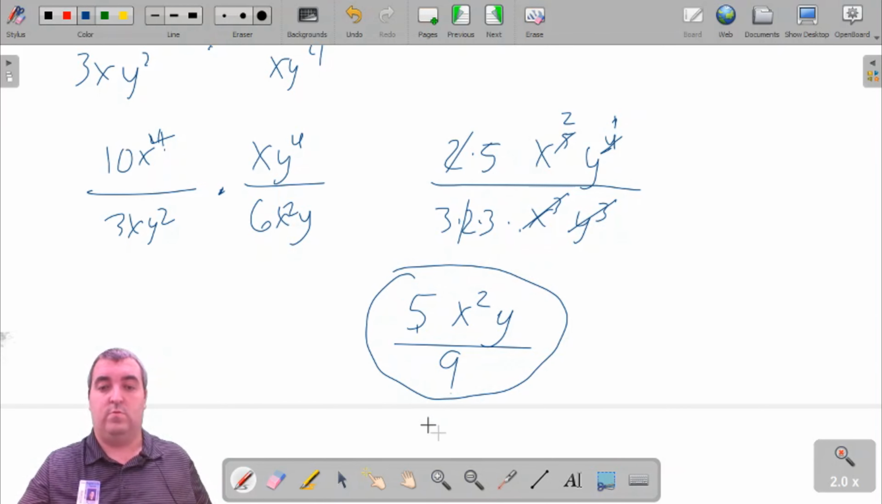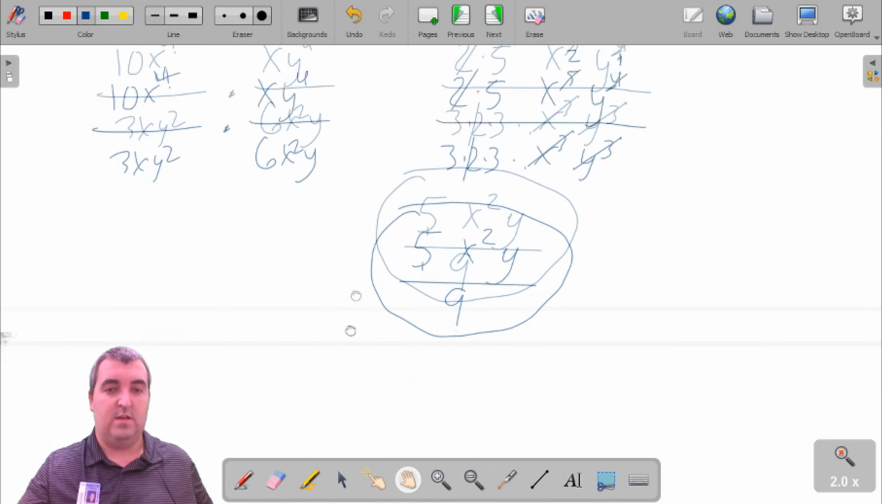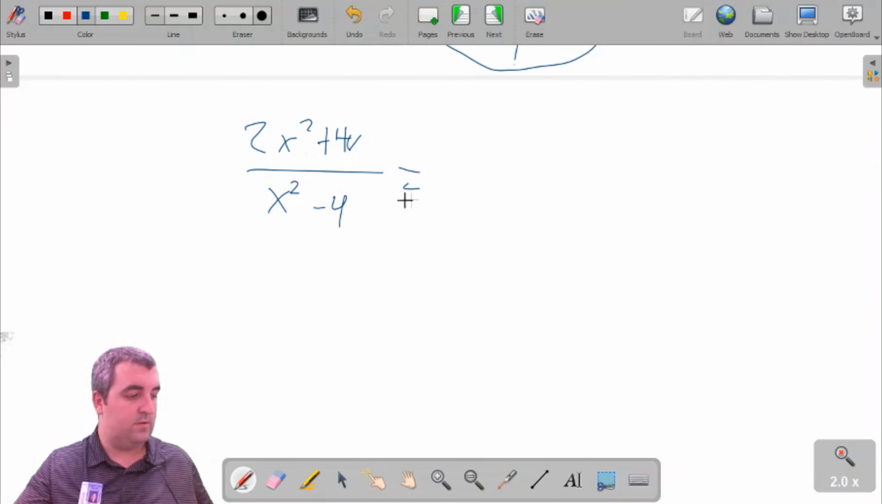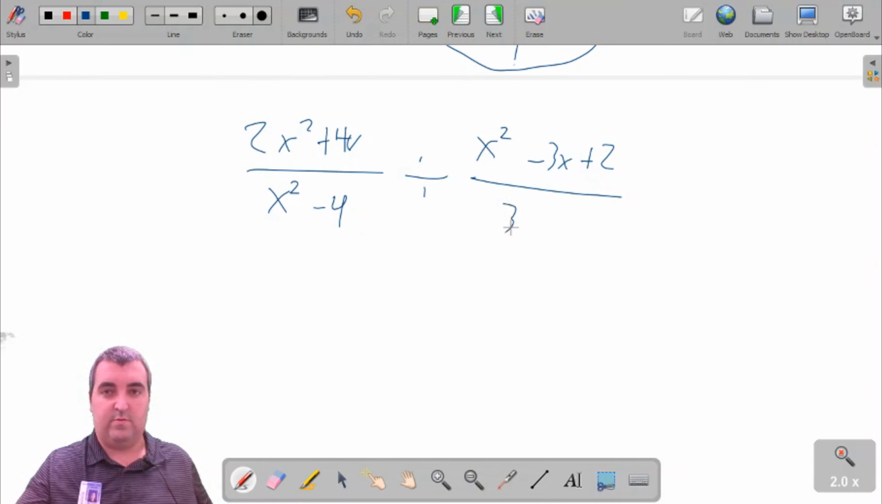All right, cool. Let's just do one more example of the division. And this time, let's throw a little bit more factoring in there. So let's say we had 2x squared plus 4x all over x squared minus 4, divided by x squared minus 3x plus 2 all over 3x minus 6.